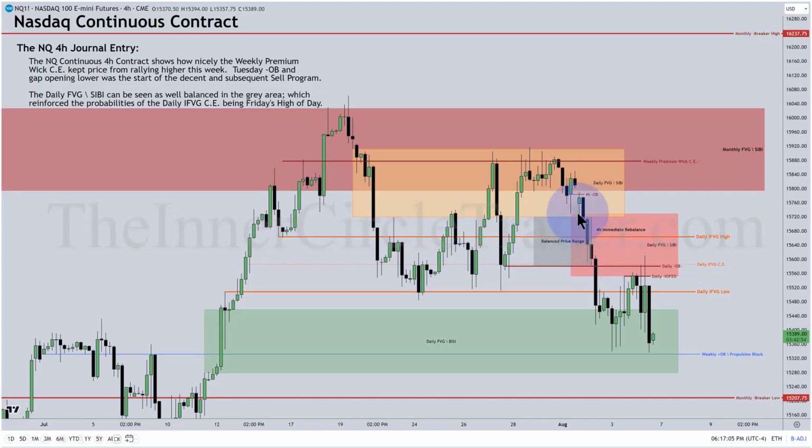Down. Delivery in here as well. So what is happening here? Went lower, lower, lower, back up, lower. So this is what? Balanced. So this is a balanced price range. So what do we have from the daily inversion fair value gap high to the daily inversion fair value gap consequent encroachment? We have a balanced price range.